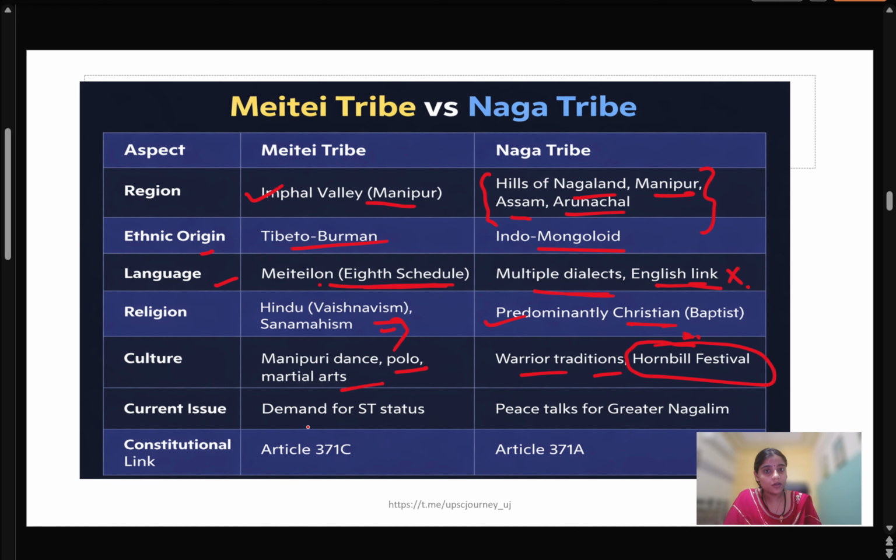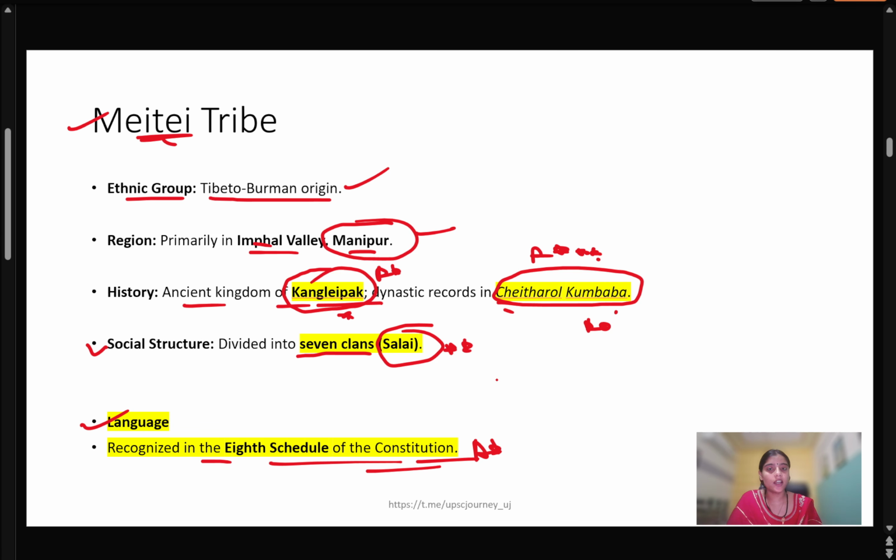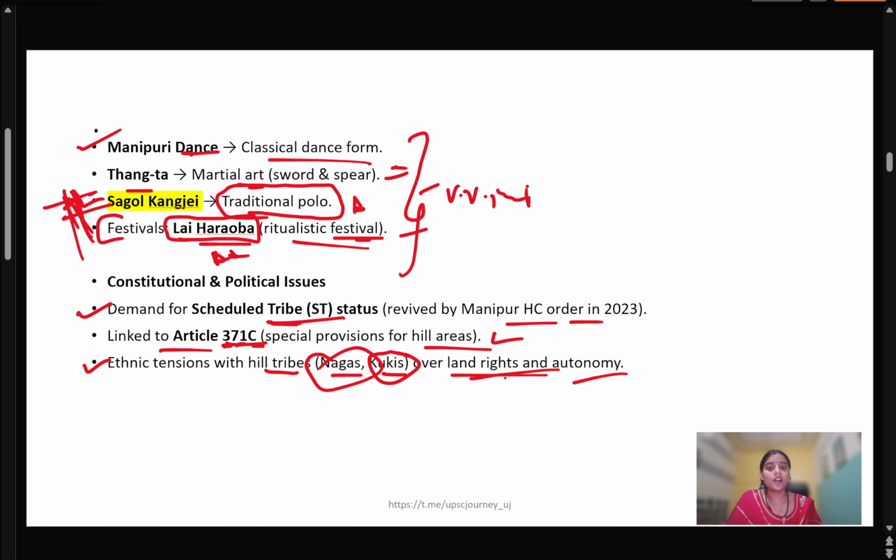Current issue: the Meitei tribe is demanding scheduled tribe status, whereas the Naga tribe is in peace talks for a Greater Nagaland. They are looking to have a Greater Nagaland. But on the other hand, the Meitei tribe is demanding constitutional status, that is scheduled tribe. They have linked it like Article 371C and they have autonomy under Article 371A. So you have to remember about this Naga and Meitei tribe and the current scenario.